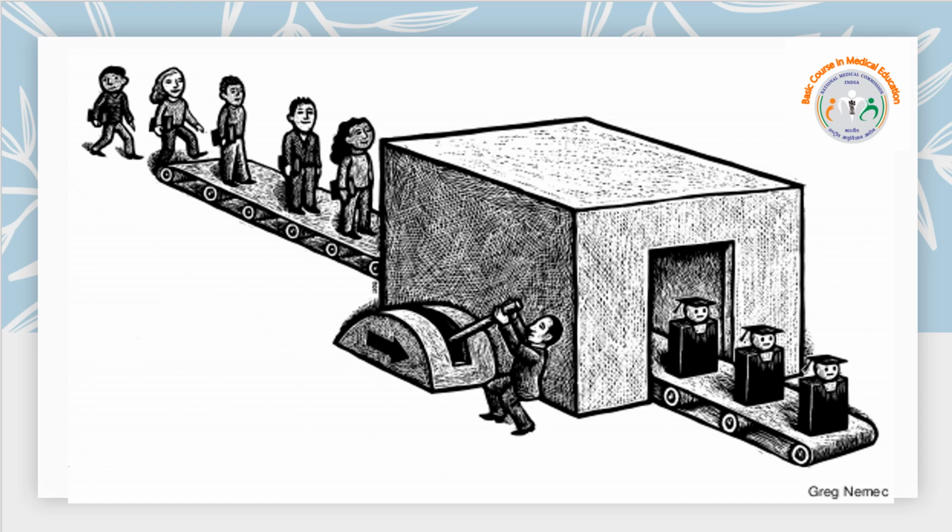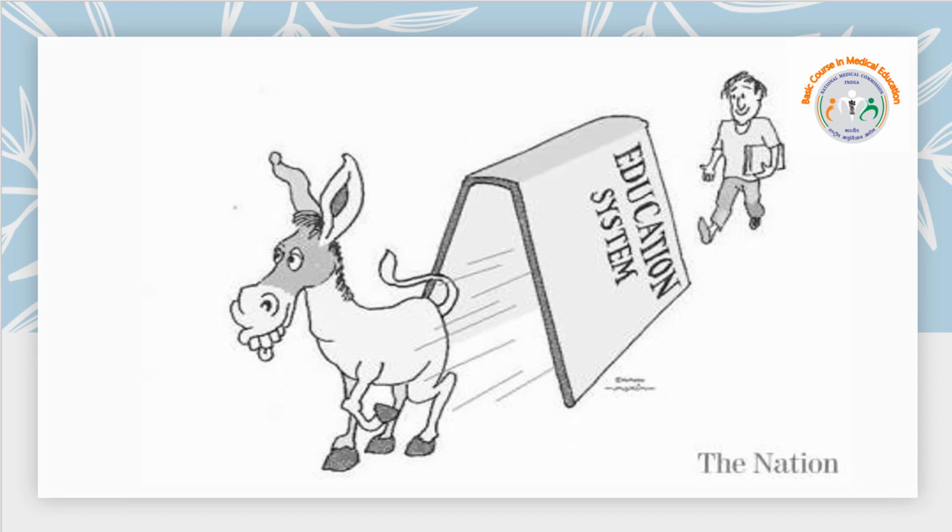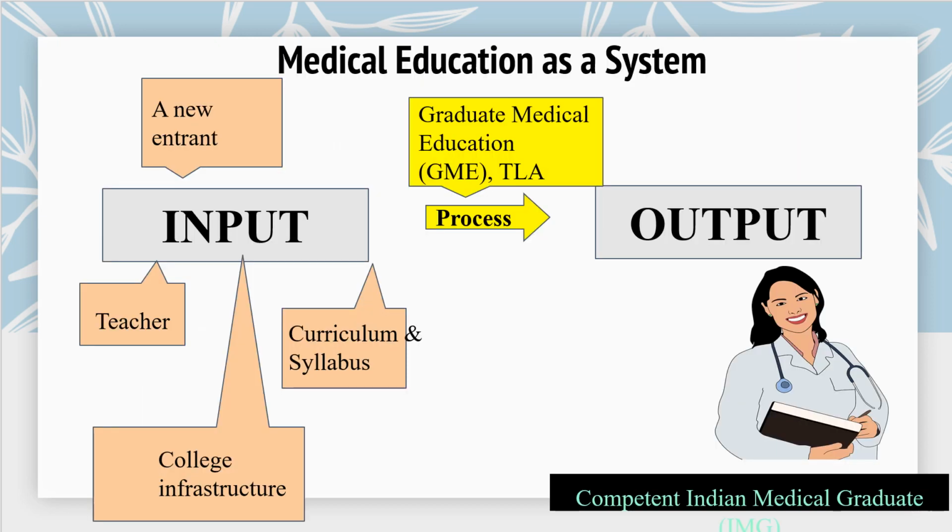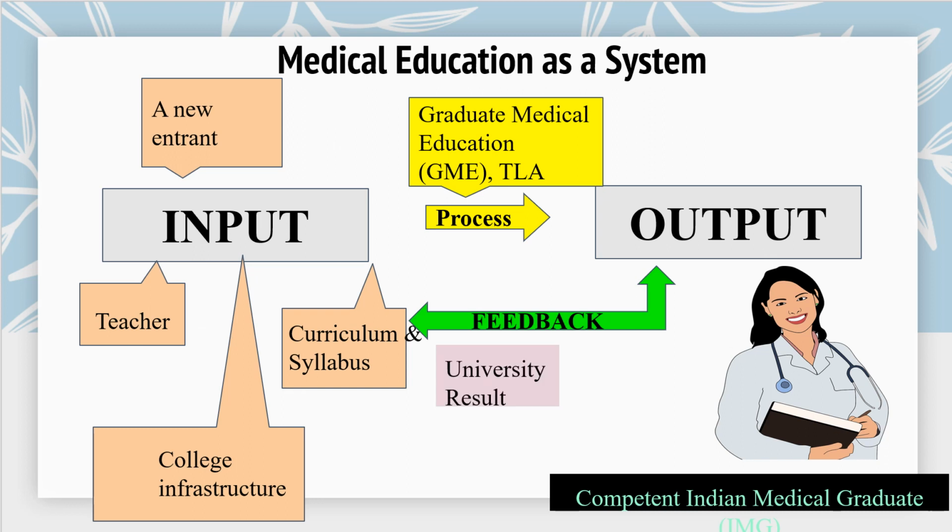The first year students are entering, and we are running the teaching learning method with the curriculum and syllabus, and the graduates are coming out. But whether they are competent Indian medical graduates or not has to be known by feedback. Now, who will give this feedback in the case of the Indian medical graduate? Their university result will give the feedback.